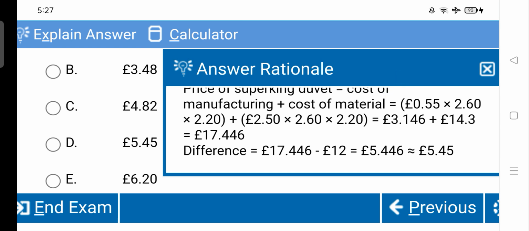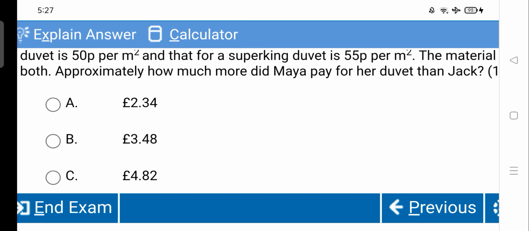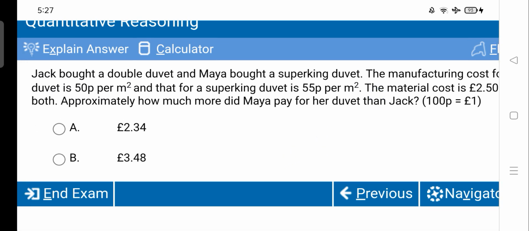And the difference is 17.446 pounds minus 12 pounds, which equals 5.446 pounds, approximately 5.45 pounds. So the correct response is option D, 5.45 pounds more that Amaya paid for her duvet than Jack.